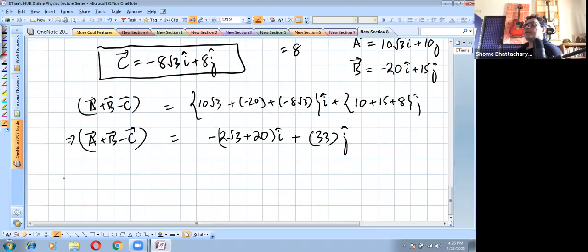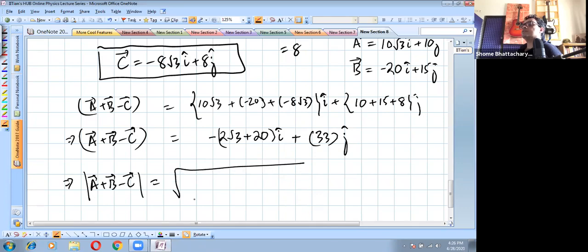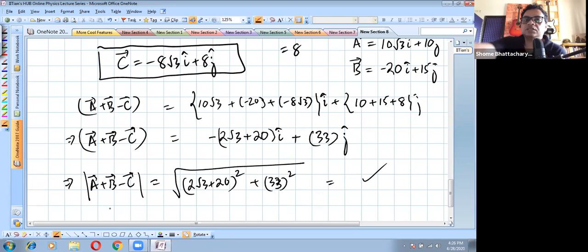Alright. And from that you can see that the magnitude of the vector A plus B minus C is the square root of whatever this vector's x component is, so that is 2 root 3 plus 20 whole square, plus whatever the y component is whole square. And then it's just a matter of algebra. So this is the magnitude of the vector A plus B minus C. So I hope this is clear to all of you.